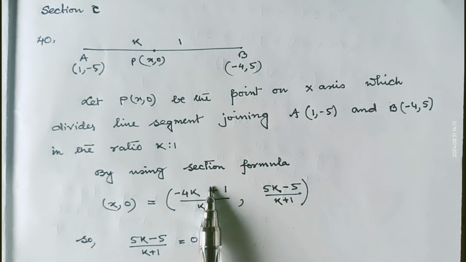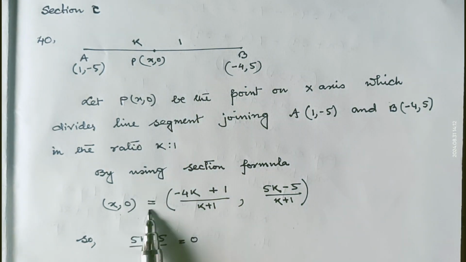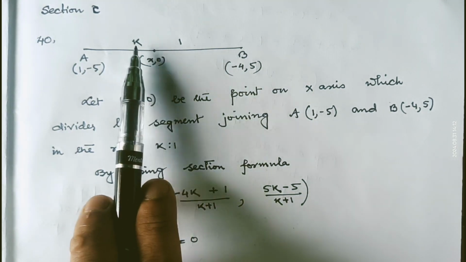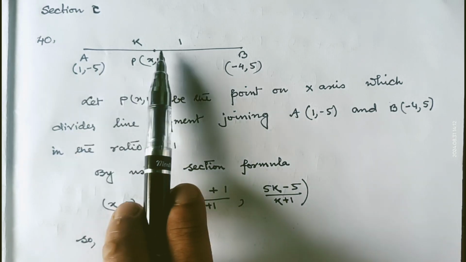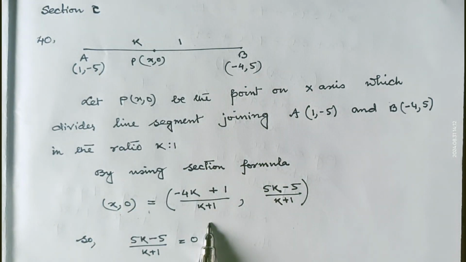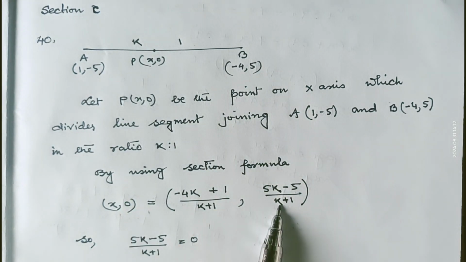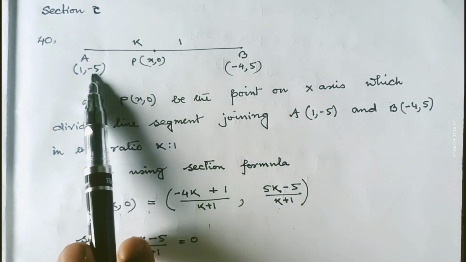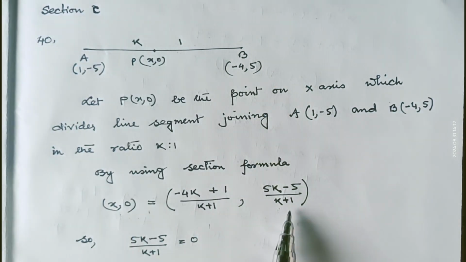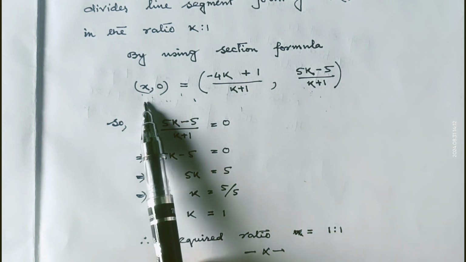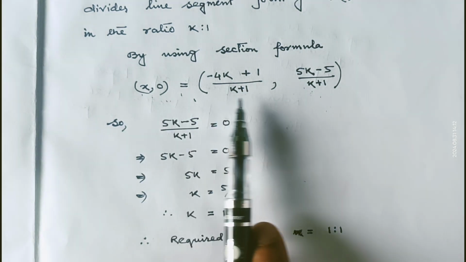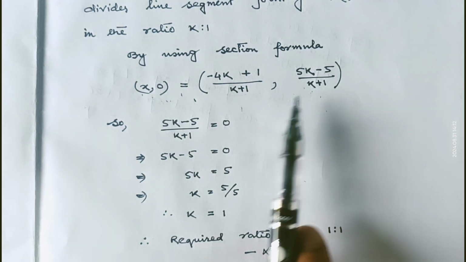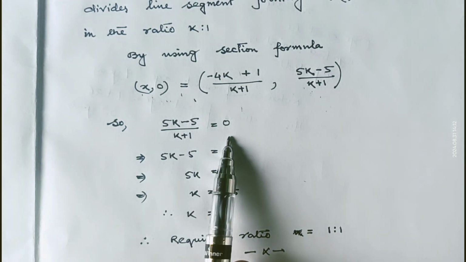According to the section formula, (x, 0) will be ((-4 into k plus 1 into 1) divided by (k plus 1), and for the second part, the y part, it will be (5 into k minus 5 into 1) divided by (k plus 1). Now the first part is equal to x and the second part is equal to 0. So (5k minus 5) by (k plus 1) will be equal to 0.